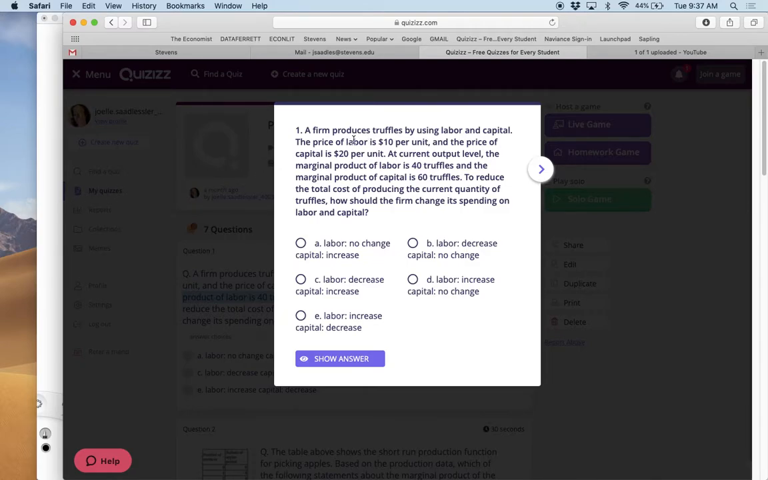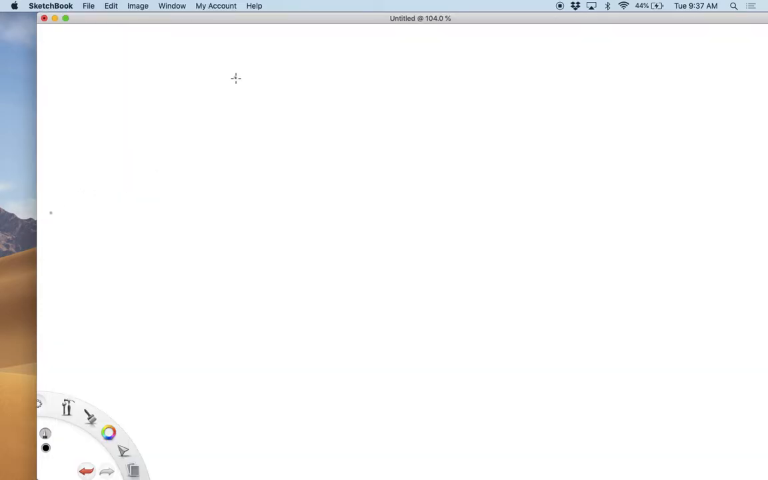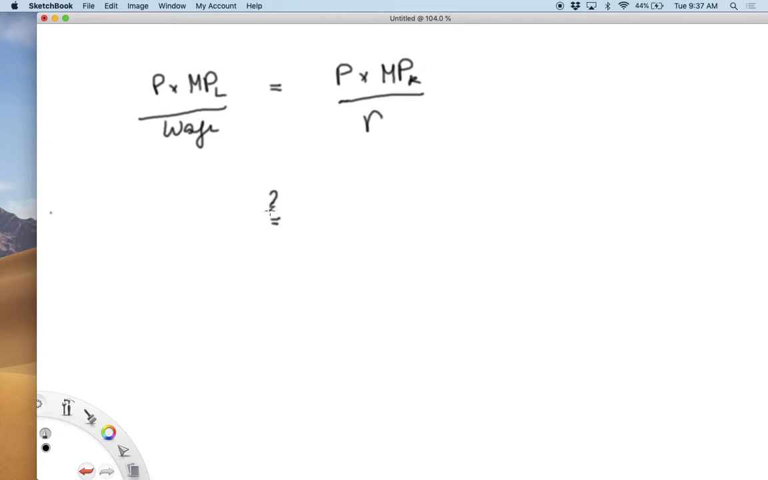All right, let's write down the numbers. Labor is 10, capital is 20. Marginal product of labor is 40. Marginal product of capital is 60. So we have 10, 20, 40, 60. Marginal product of labor times the price divided by the wage has to be equal, if you're maximizing, to marginal product of capital divided by the rental rate. So we're trying to figure out if it is equal, right?